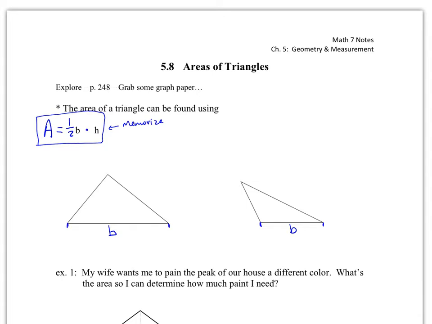The height can be a little tricky sometimes. It's how tall the triangle is. This first one's pretty easy. The height is this perpendicular line that forms a right angle here. This is the height.